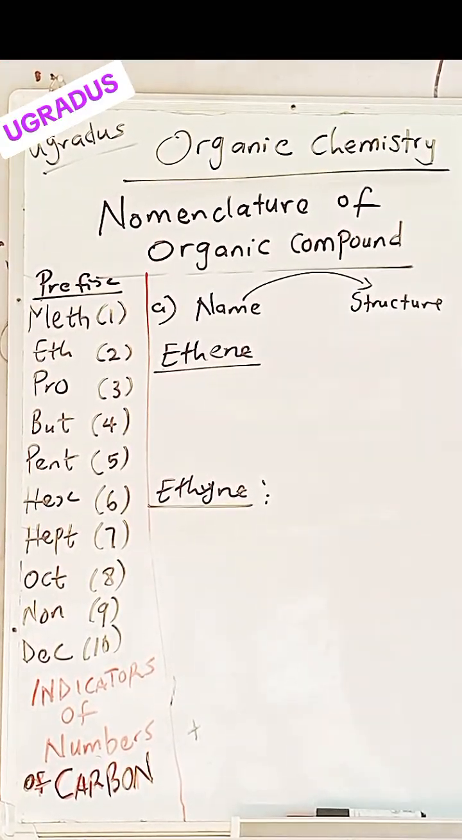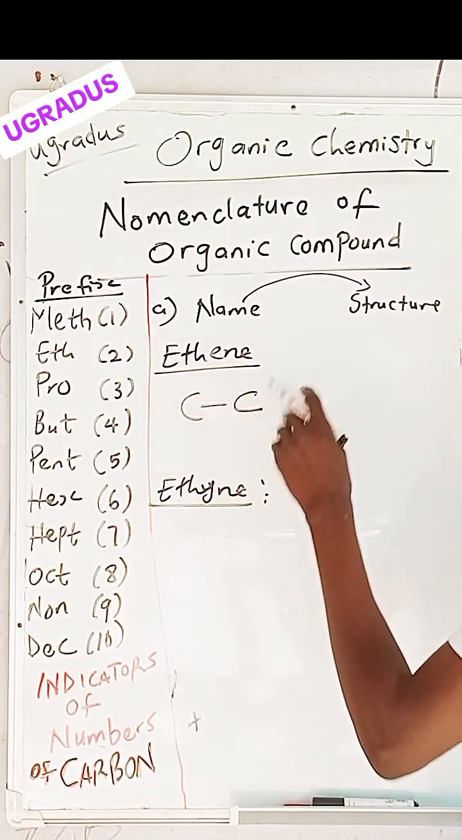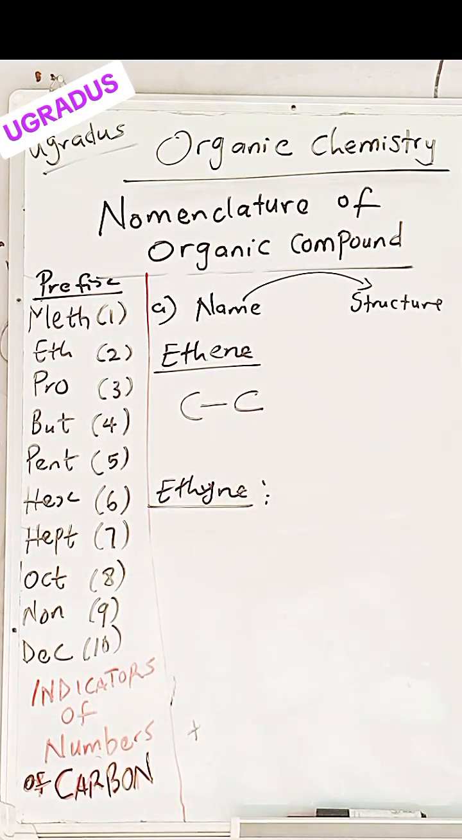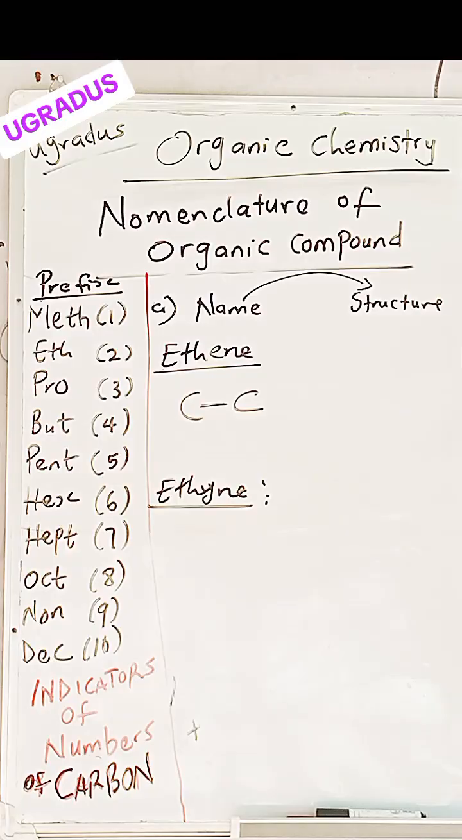Yes, we are still on interpreting a name into structure. So let's take the second example, ethene. Let's say, for instance, we are asked to write ethene. Eth suggests that there are just 2 carbons, and ene suggests to you that there will be a double bond in this organic compound. So therefore, it is an unsaturated organic compound. That means hydrogen is not enough.